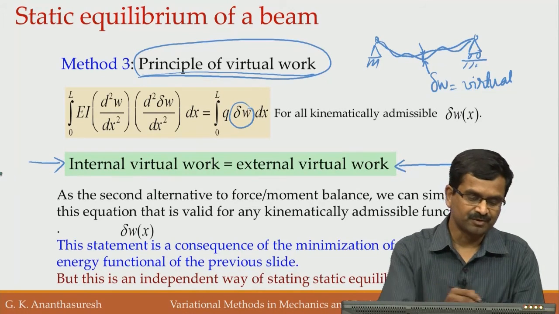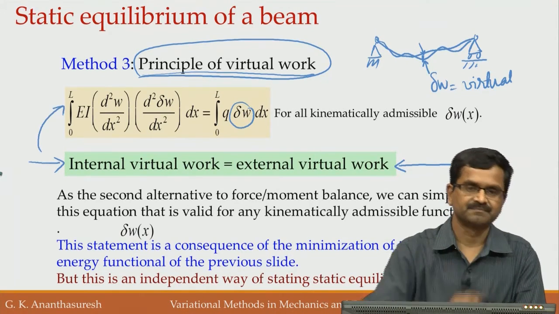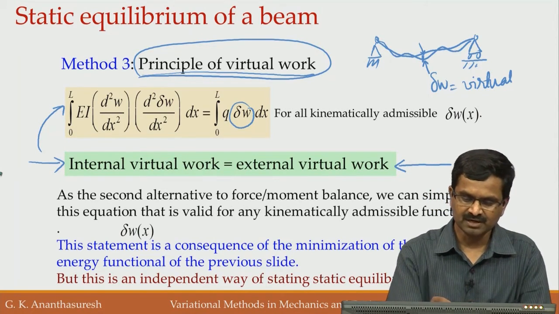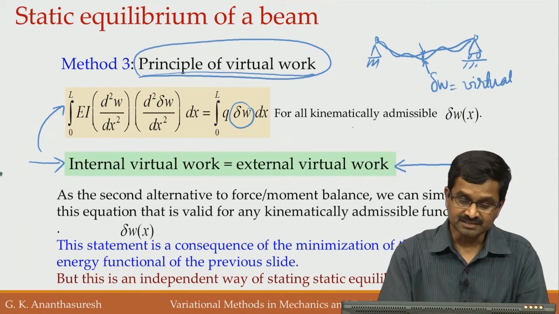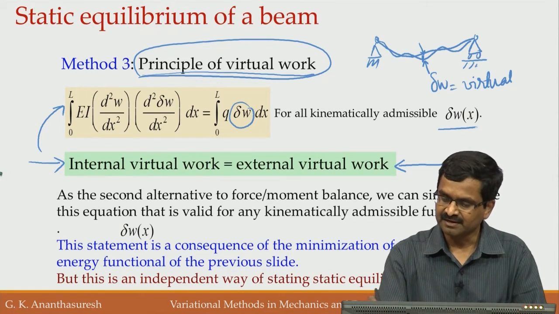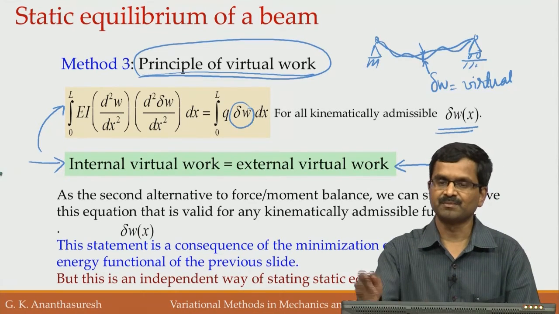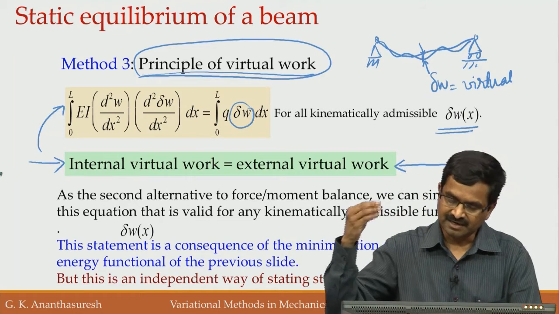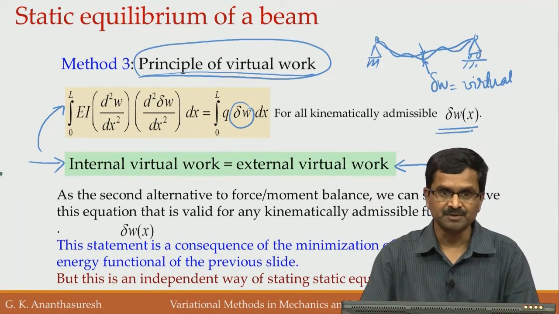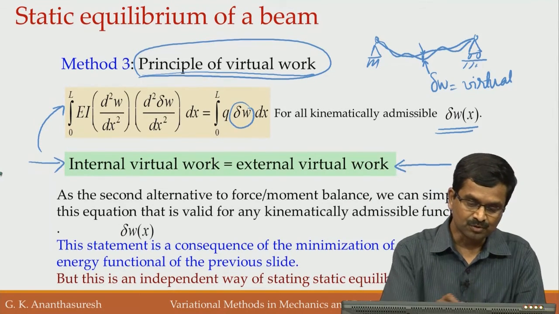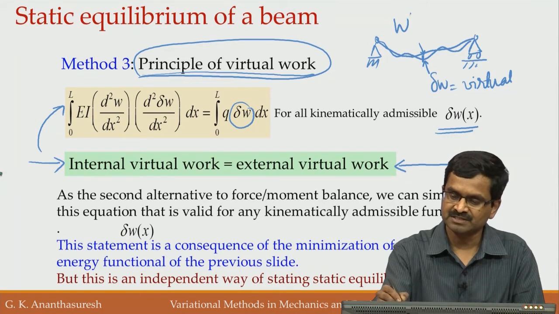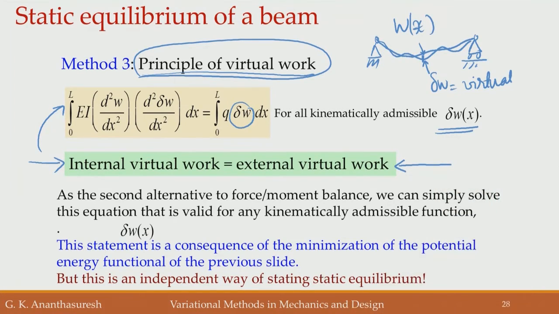you an equilibrium equation which looks like this, which says that this side is internal virtual work, this side is external virtual work, and this is true for any delta W x. Okay. That is a perturbation that we considered. The virtual displacement is something we imagine, and it can be arbitrary. If this holds for any of them, then the W that we have taken, the original W of x, is the static equilibrium solution. Okay. That is what the principle of virtual work says.